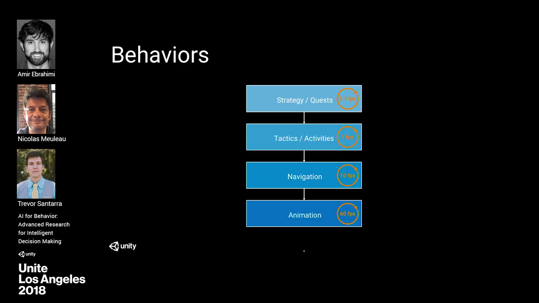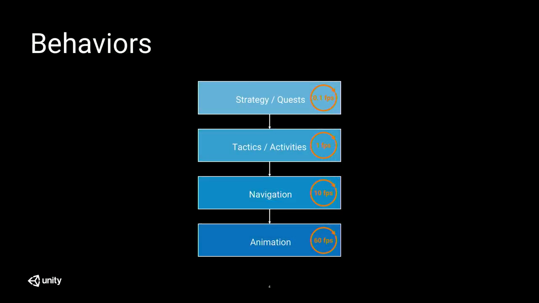So today, we're going to be talking about behaviors. And I want to be clear, when we're talking about behaviors, we're talking about a sequence of actions that we want our agents or some intelligent component of our game to make. And depending on the scale at which we're looking, these decisions can look very different.